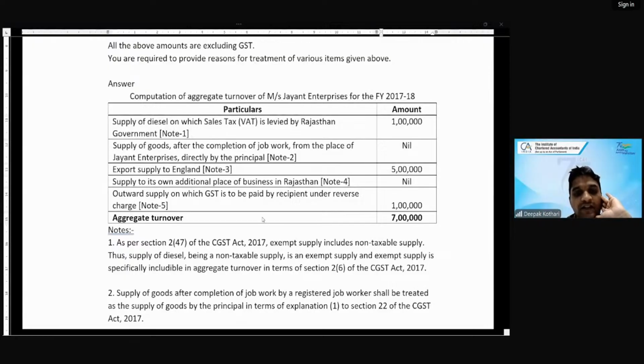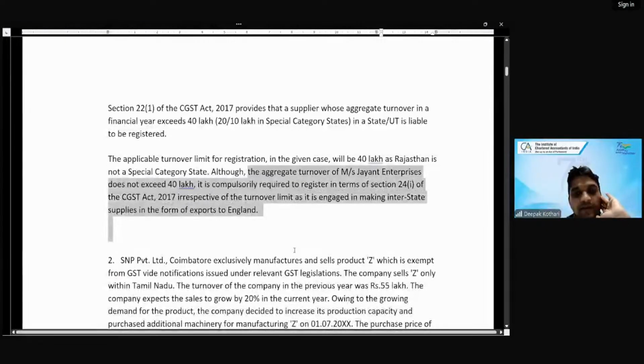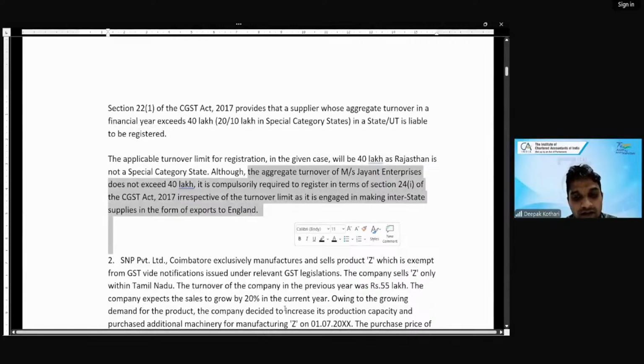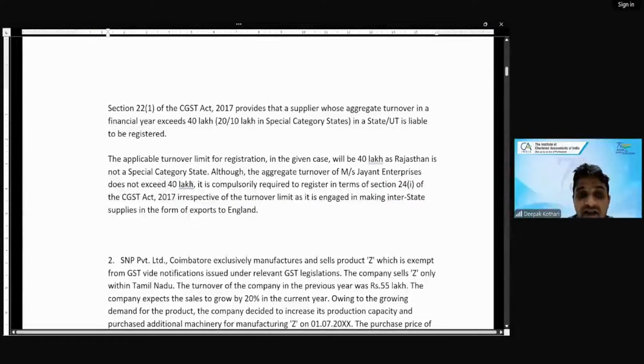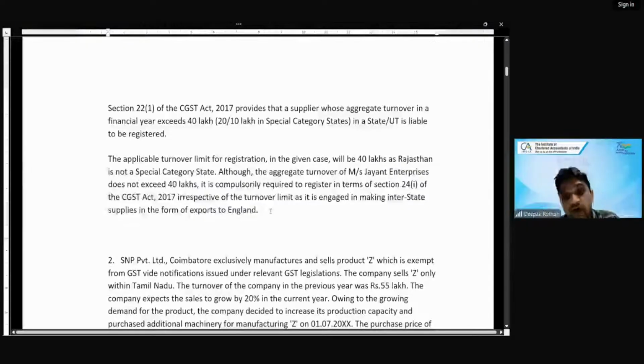I will tell you the reason that it is compulsory to register in terms of Section 24(1), irrespective of the turnover, as he is engaged in making interstate supplies. So, if you have any interstate supplies, then you have to compulsorily register. In this case, the interstate supply is the supply, the export to England.